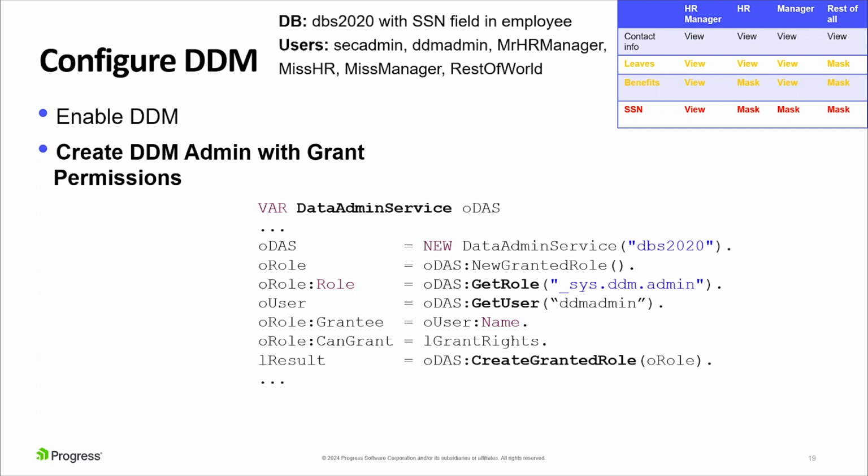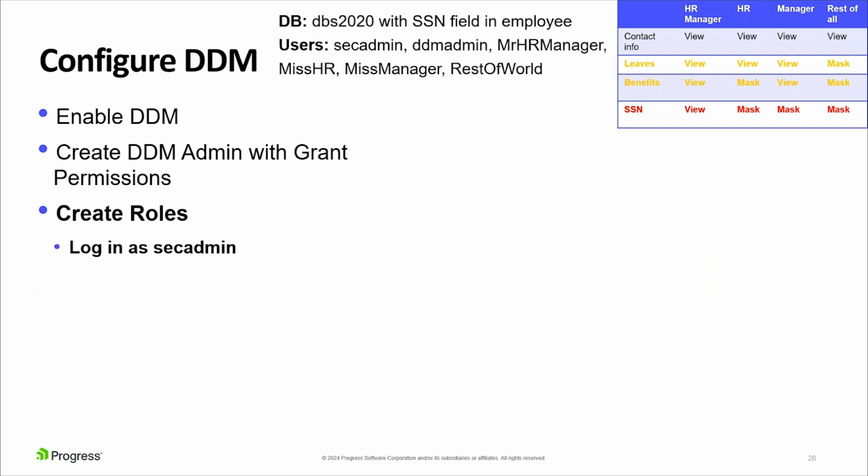Now, once the DDM admin user is there in the system, he is responsible for adding DDM related configurations to the system. No other user will be allowed to add that configuration. Only those users who have a DDM admin role assigned to them will be able to configure the DDM related configurations. Now, next, see what roles we need to add to the system.